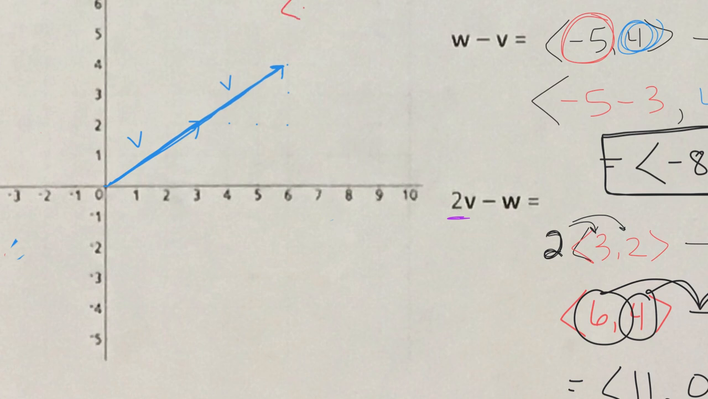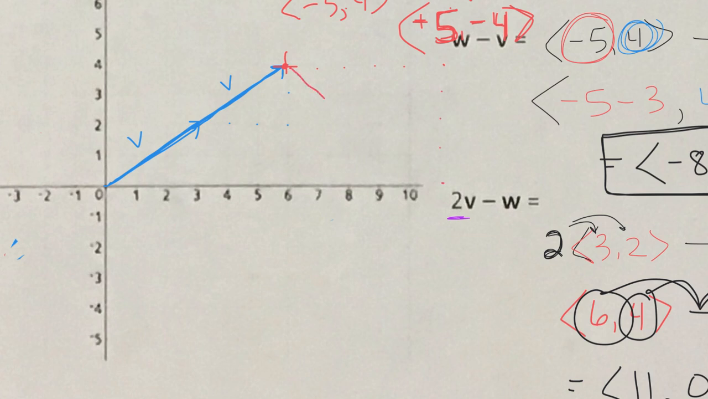So w was minus 5, 4. So minus w is going to be positive 5 and negative 4. So this is what the negative w vector would look like in component form, the opposites, so positive 5 and negative 4. So we're going to use something called the tip-to-tail method. In other words, where 2v stops, this is where we're going to start drawing w. So imagine this is your origin for w. We're going to go 1, 2, 3, 4, 5 to the right, and 1, 2, 3, 4 down.